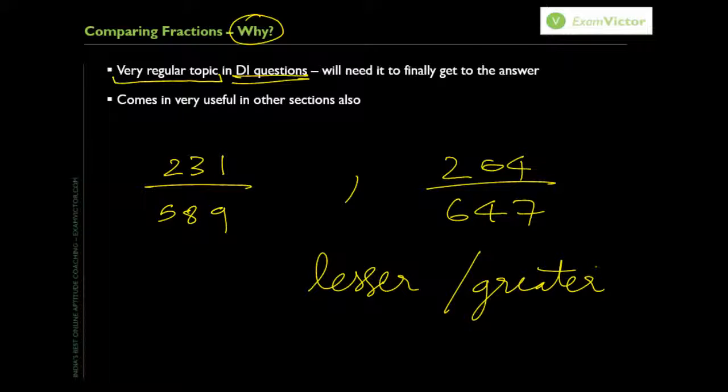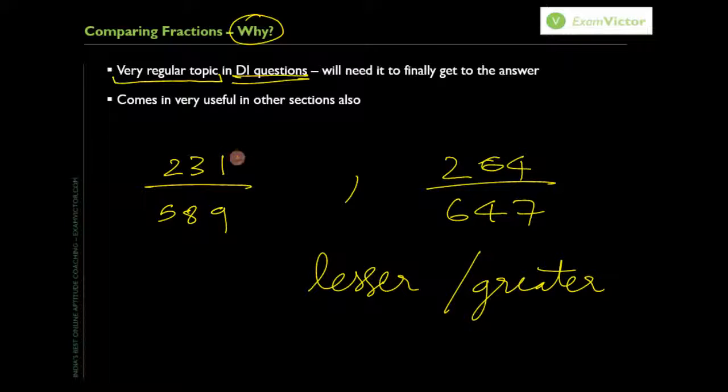The question could be anything. It could be the number of tires exported from Indonesia. It could be the number of children graduating from 6th class to 7th class in some village. It really doesn't matter. The DI questions give you all kinds of random data, and what they are testing is if you can actually arrive at an answer very quickly.